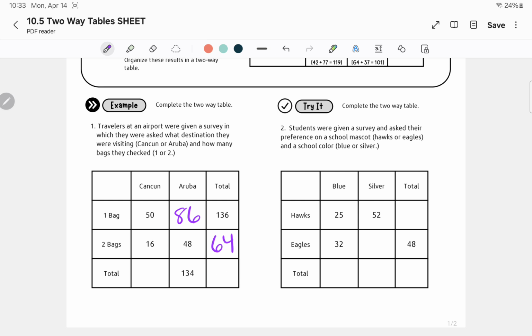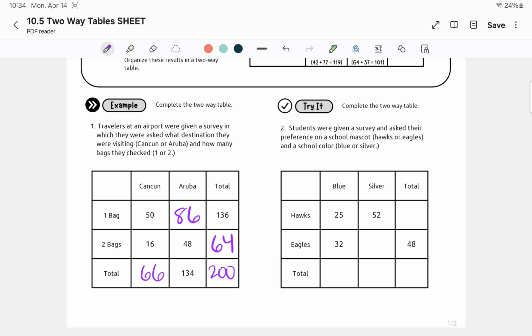To finish this two-way table, for Cancun we need the total. So 50 plus 16 is 66. And this last box in the corner, in every single two-way table, is the grand total. I can either go this way or this way, it doesn't matter. So 136 plus 64 is 200. Go ahead and pause the video and try number 2 on your own.